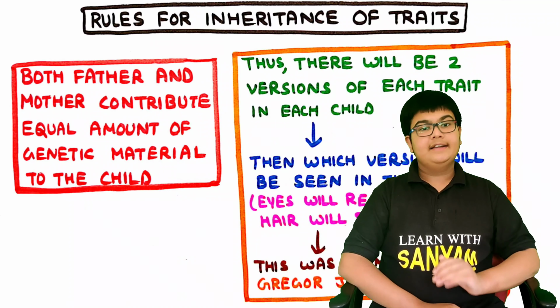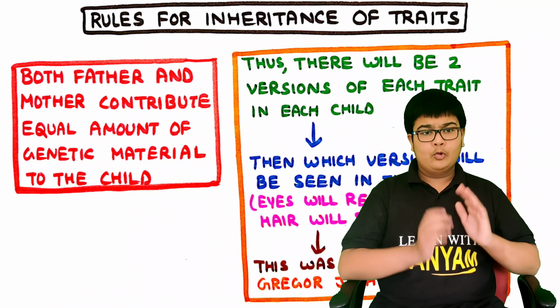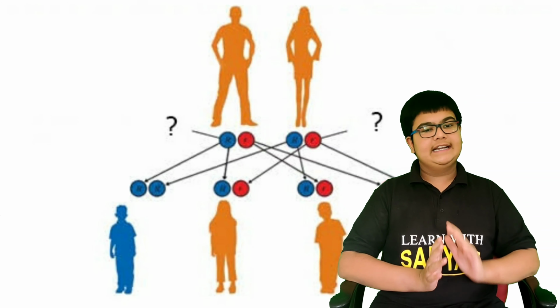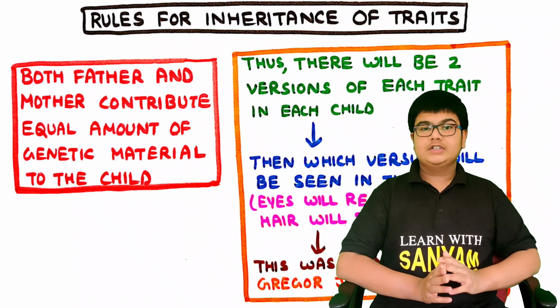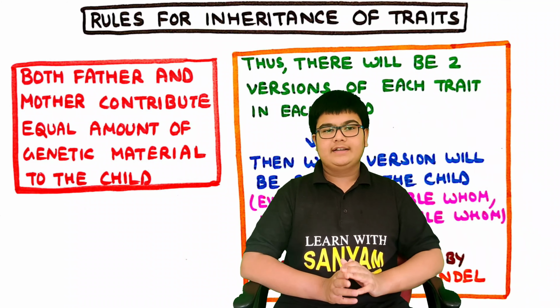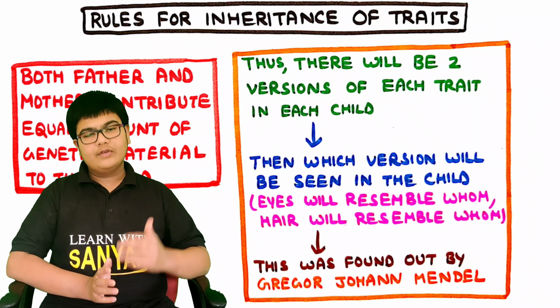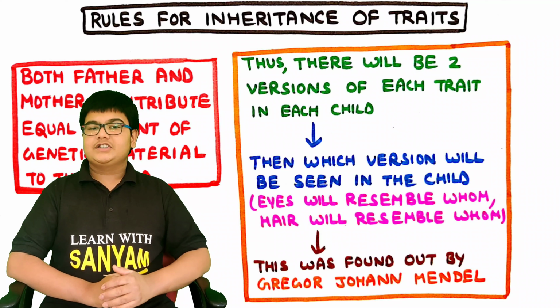Now let's understand the rules for inheritance. We know that both the father and the mother contribute an equal amount of genetic material to the child. Thus, there will be two versions of each trait in each child. So there will be two versions of color of eyes, two versions of shade of skin, etc. Then which version will be seen in the child? Our eyes will resemble which parent, and hair will resemble which parent?